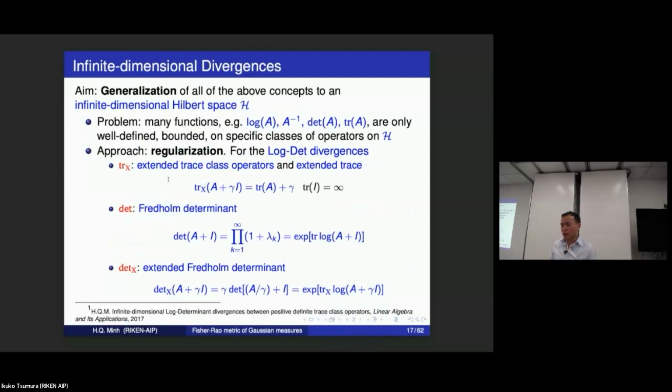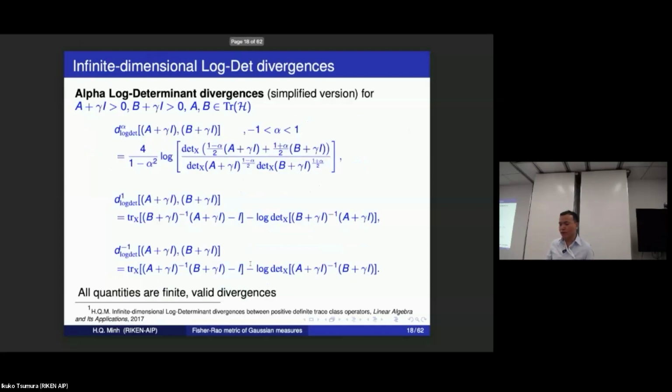So the approach, similar to before, is that we use regularization or unitization. It's a very similar idea. We extend the trace, and we generalize it as something called the extended Fredholm determinant. It's very similar to the idea of the extended Hilbert-Schmidt norm. We don't have to worry about the technical details so much, but we can actually do it. This is a simplified version, because the full version is more complex.